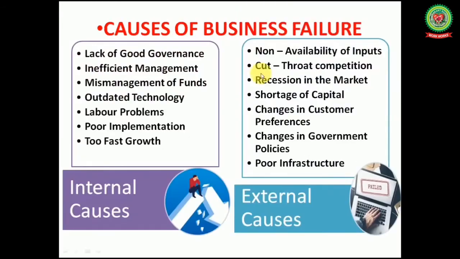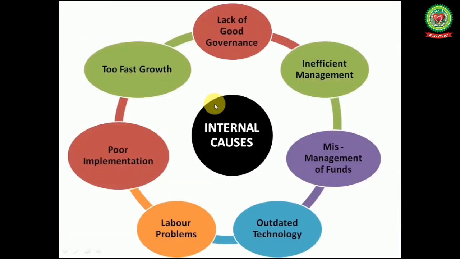Next we will discuss the causes of business failure. There are two causes, internal and external. Today we will discuss the internal causes of business failure, like lack of good governance, inefficient management, mismanagement of funds, outdated technology, labor problems, poor implementation and too fast growth. These are some reasons that could cause the internal failure of a business.